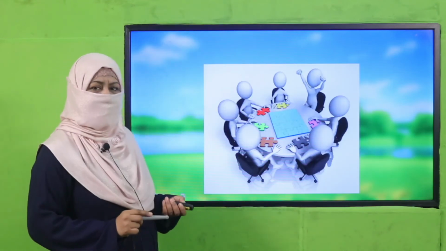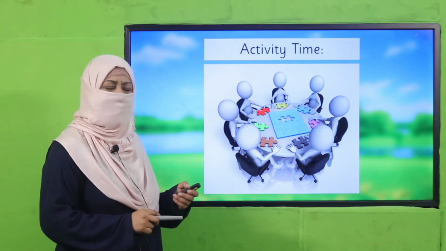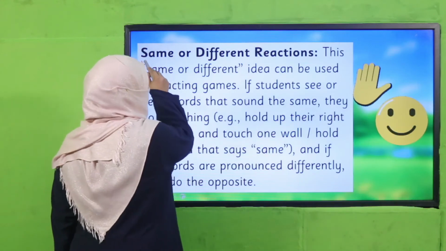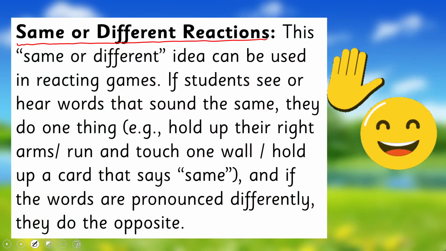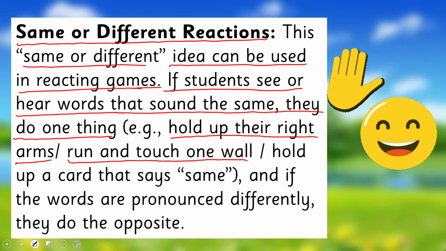So, after learning these concepts, let's practice it through an activity. Are you ready for that? Okay. Same or different reaction. Okay, what are we going to do? The same or different idea can be used in reacting games. If students see or hear words that sound the same, they do one thing. This is up to the teacher, what she is going to decide. She can even tell them to hold up their right arm, or run and touch one wall, or hold up a card that says same.